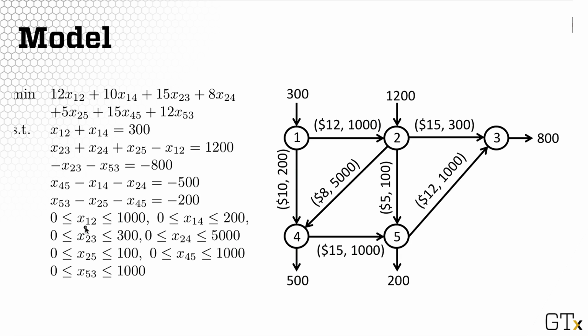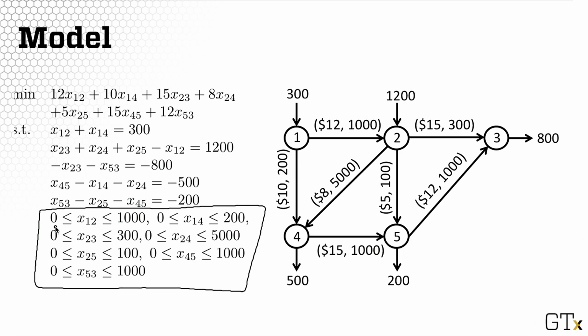x12 represents the amount that is moved from 1 to 2 along this transportation channel. x23 represents the amount that is moved from here to here along this transportation channel. And continuing, x53, for example, tells you the amount that is moved from node 5 to node 3 along this transportation channel. These decision variables are non-negative, and they have capacities on them. For example, for x53, we have a capacity of 1,000 units. So x53 is a number between 0 and 1,000. These are the capacity constraints.